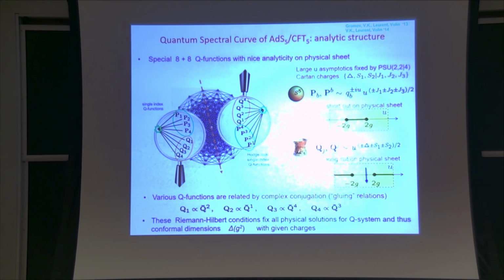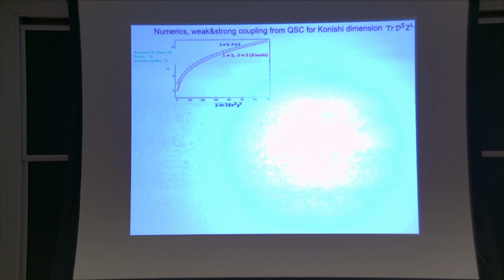It's left only to solve it and to fix delta of G square with a given set of charges, and normally you discover there a discrete spectrum of anomalous dimensions. And it's a huge business already. Say, I'll simply flash some results.